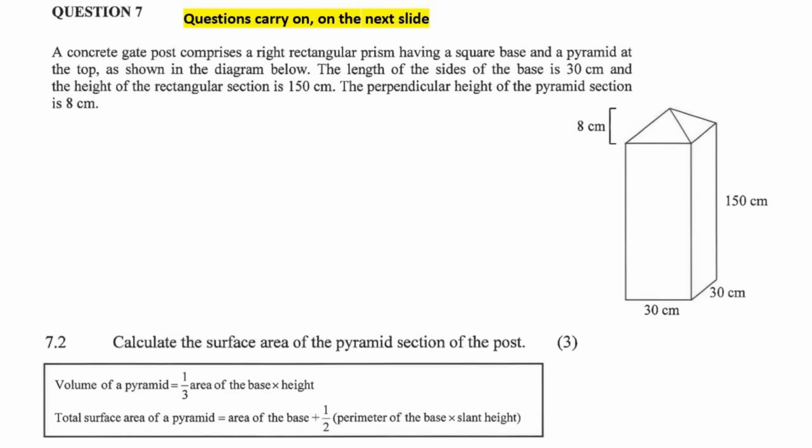Now it says calculate the surface area of the pyramid section of the post. Now, you've got to be careful when they give you these random formulas. What they are saying is that if you had a normal pyramid, let me try to draw a pyramid.